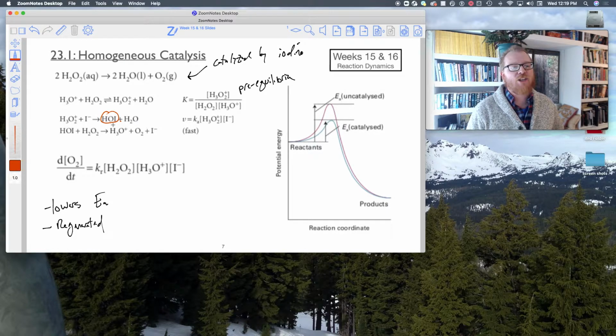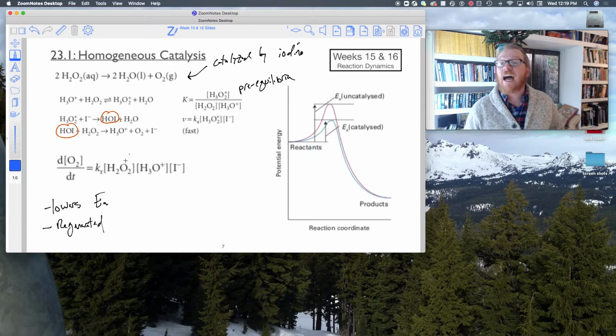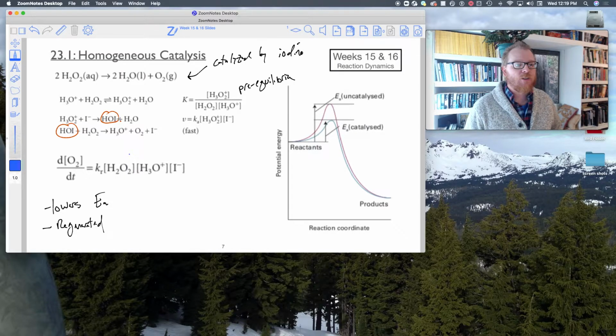And now this HOI intermediate will react with another hydrogen peroxide, regenerating H3O plus and the final product O2, but also regenerating I minus. So in fact, not only is this reaction catalyzed by iodine, but it can also be catalyzed by acid as well, okay? So we can see the intermediate appears as a product and disappears as a reactant.